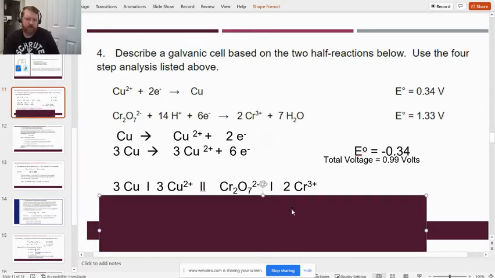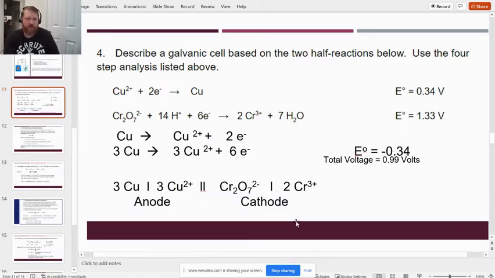And then I wrote line notation. Copper's becoming copper ions. It's losing electrons. I feel like there's something else hiding there. Oh, right. The anode is the copper becoming copper ions. The cathode is the dichromate becoming chromium ions. Lots of electrons exchanging hands.